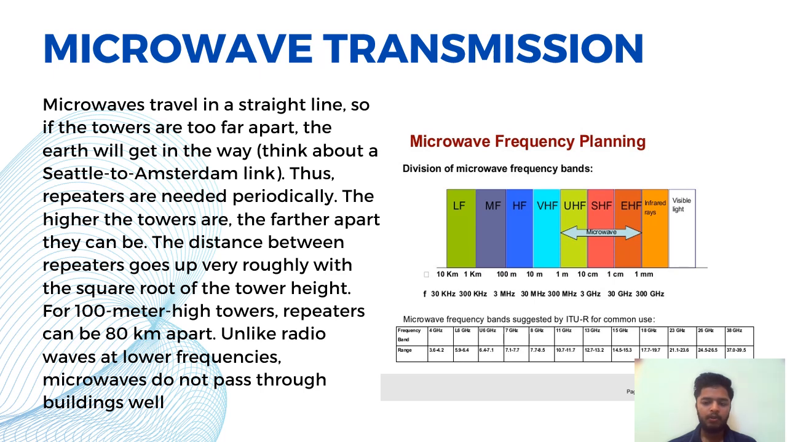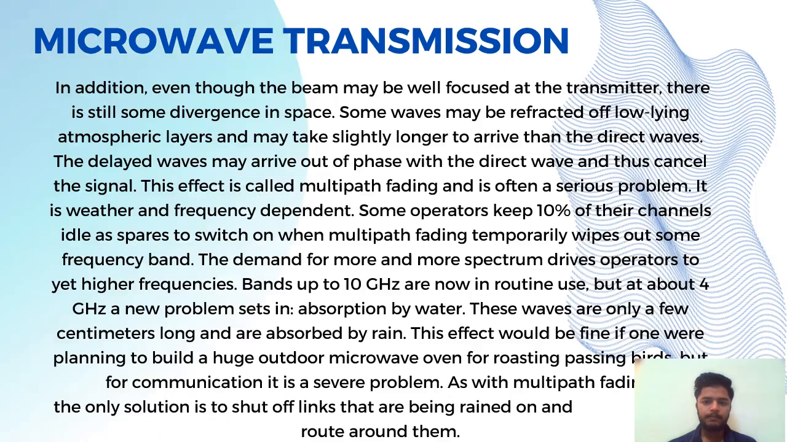Unlike radio waves at lower frequency, microwaves do not pass through buildings well. In addition, even though the beam may be well focused at the transmitter, there is still some divergence in space. Some waves may be refracted off low-lying atmospheric layers and may take slightly longer to arrive than the direct waves. So the delayed waves may arrive out of phase with the direct wave and thus cancel the signal. This effect is called multipath fading and is often a serious problem. It is weather and frequency dependent.